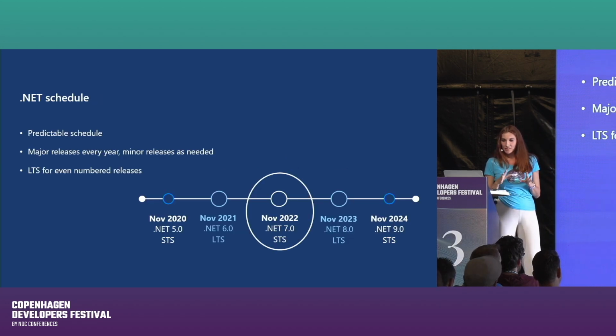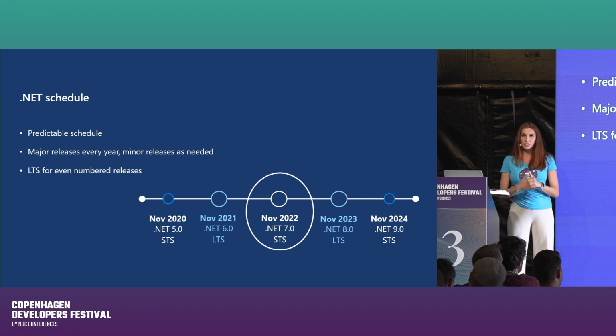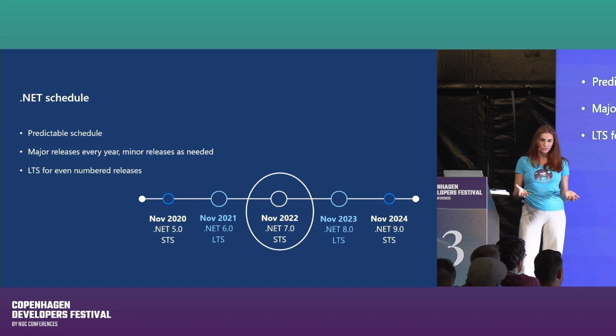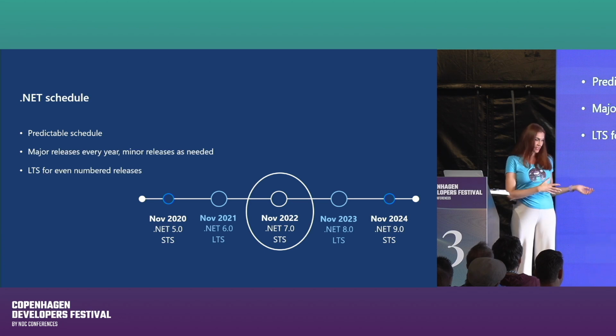What else is new? We switched to scheduled releases. We received the feedback that it's very hard for you to plan your upgrades when you don't know when we are going to release the next .NET version. And before, we just released it when we were ready, which was never, but at some point we had to, and it was very chaotic.